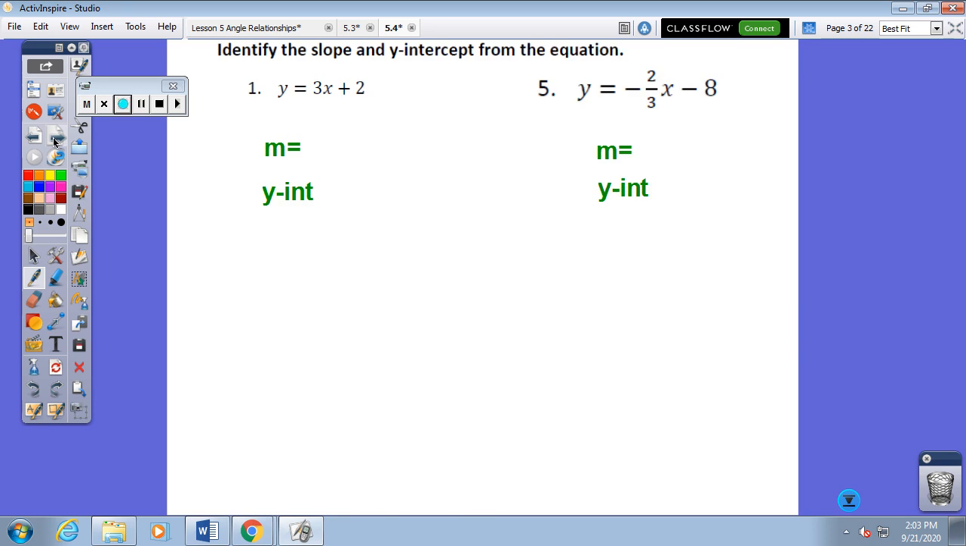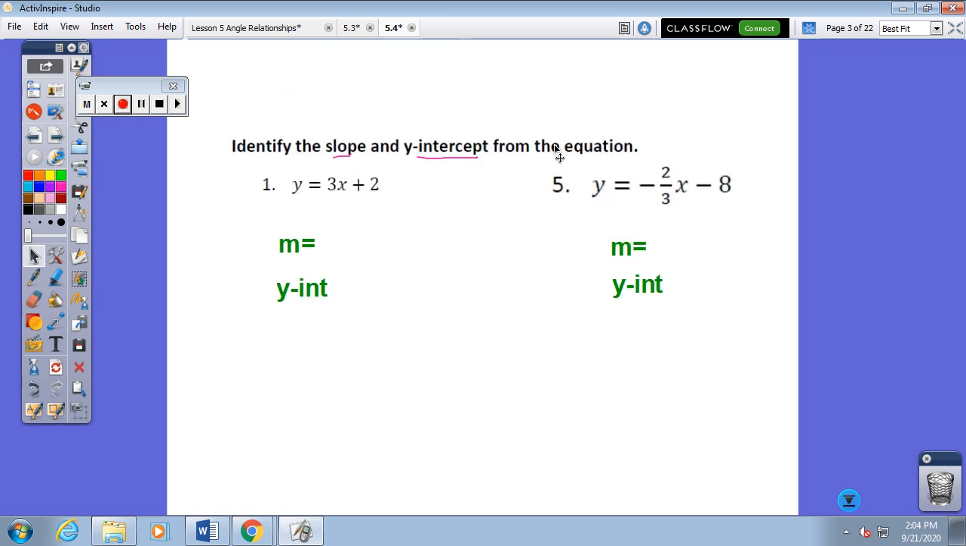Let's look at some problems here. We're going to identify the slope and the y-intercept from the equation. Our equation is y equals mx plus b. We're going to pick out the m and the b from each equation, but you have to be careful with your signs.